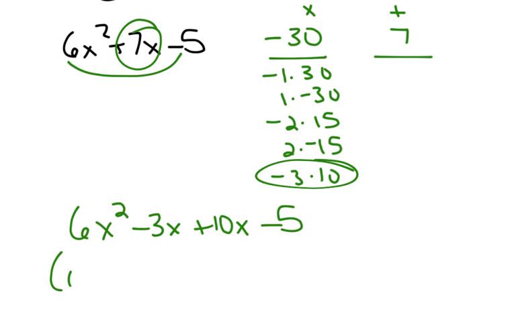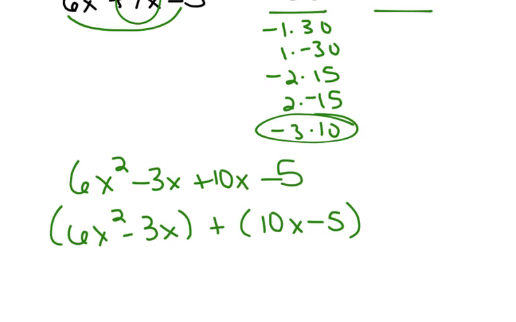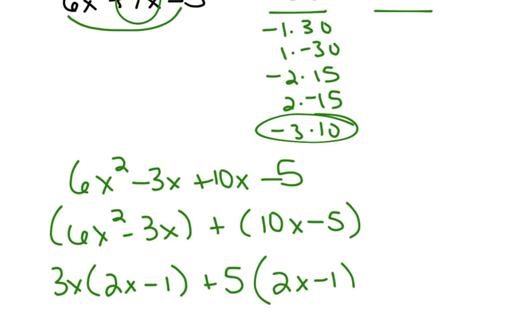And then we do something called factor by grouping. I group the first two terms together and I group the next two terms together, and then I'm going to factor each of those parentheses independently, finding the greatest common factor. 6x squared minus 3x has a greatest common factor of 3x. When I divide each term by 3x, I'm left with 2x minus 1. Remember, 3x divided by 3x is not 0. The second parenthesis, 10x minus 5, has a greatest common factor of 5. When I divide by 5, I'm left with 2x minus 1.